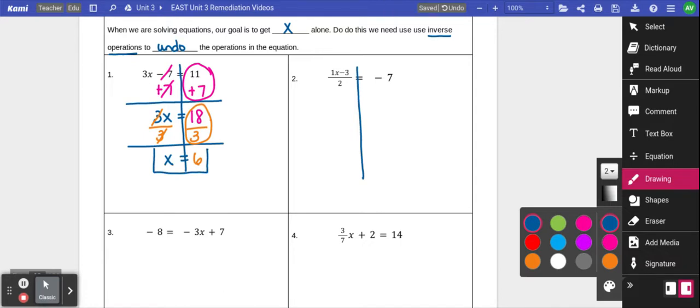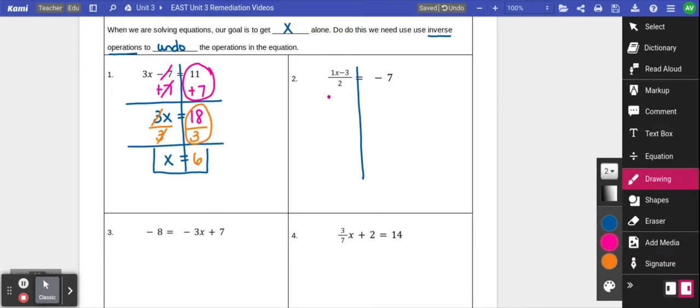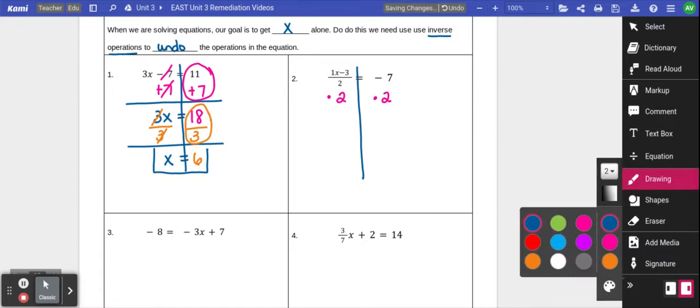In problem number 2, I'm going to start by undoing the division here, because right now the x is trapped inside of this big fraction, and I need to get rid of that big fraction before I can do anything else. When I undo division, I'm going to use multiplication, so I'm going to multiply by 2 on both sides. That's going to make the 2's cancel, and negative 7 times 2 is negative 14. I'm just going to go ahead and drop down the 1x minus 3.